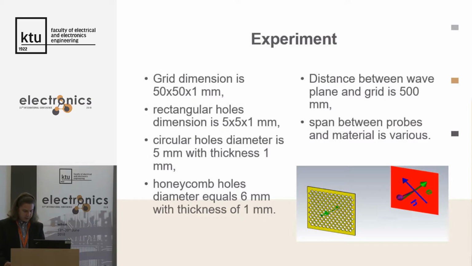Conversely, Wolfram Mathematica triggers algorithms for shape design and creates the holes. As you can see from the experiment part, the grid dimension is 50 by 50 by 1 millimeters. The circular holes' diameter is 5 millimeters, with a thickness of 1 millimeter. It was like a honeycomb shape.